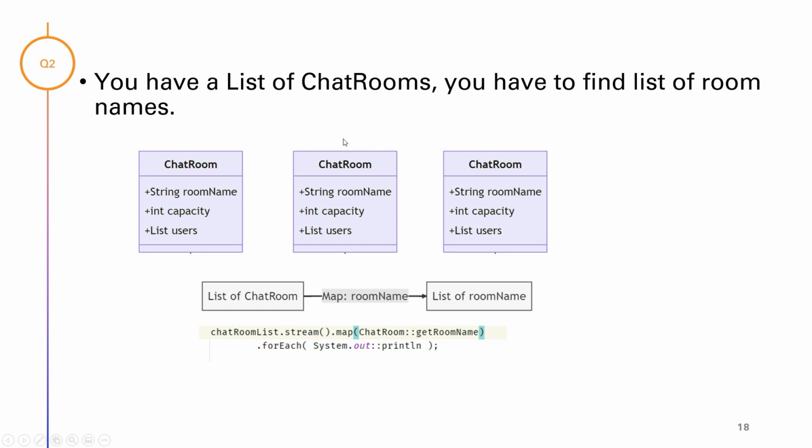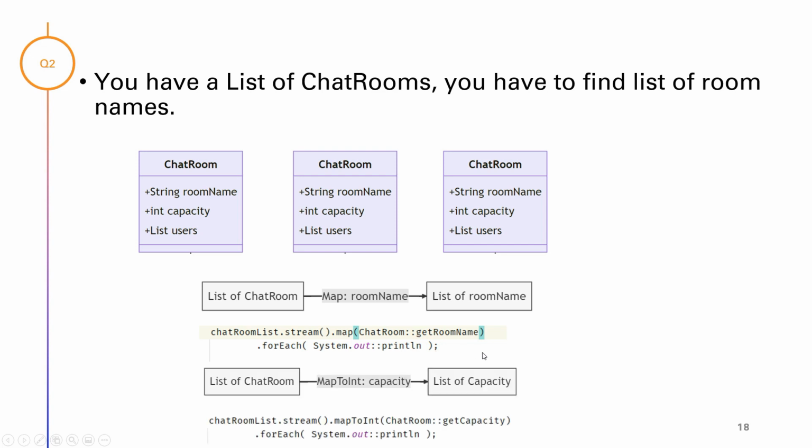find a list of room names. So here, if you can see, I have used map, because from a stream of chat rooms I want a stream of strings, in the sense a stream of room names. So one stream to another stream here. So list of chat rooms to list of rooms, then I can use map. Simply inside map I can use chatRoom.getRoomName, then I will get the list of room names. That's it.